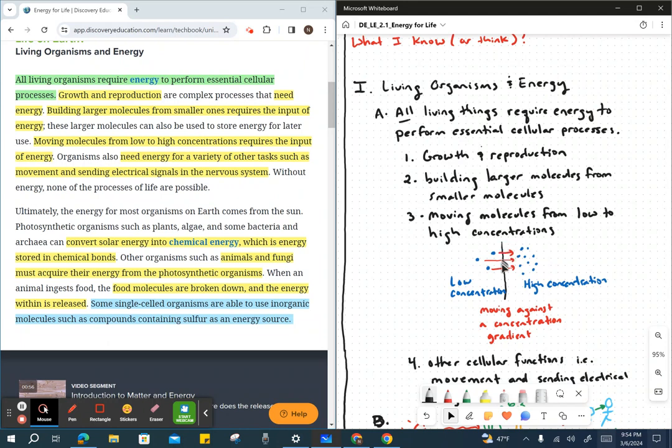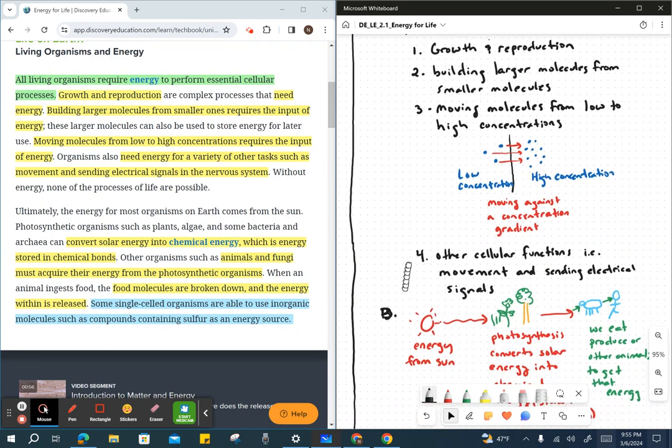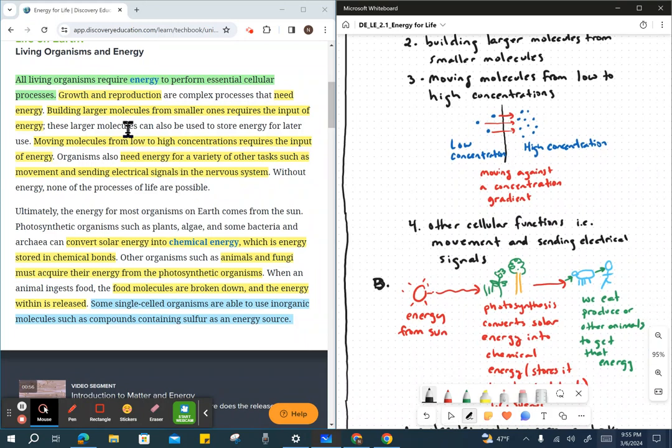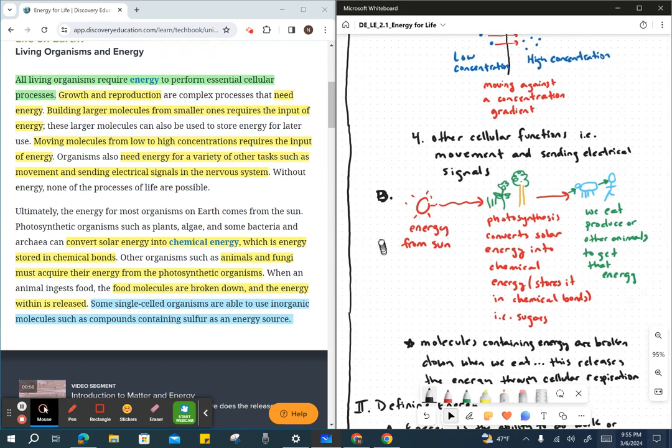So that little vertical line there represents a membrane. You can see on the left-hand side, I wrote low concentration because there's only a few atoms or molecules. On the right-hand side, we wrote the word high concentration just to help you understand that. And it requires energy to move against concentration gradients. Continuing in that first paragraph, other cellular functions, whether you're moving, whether your brain is sending an electrical signal through your spine to your legs to move, these require energy. Okay, so energy is certainly required.